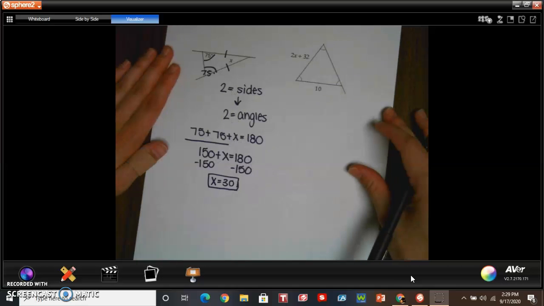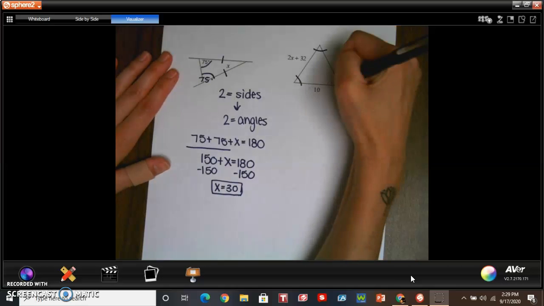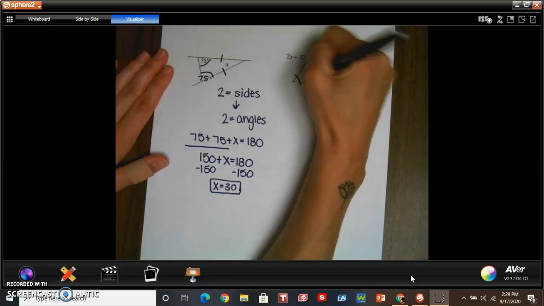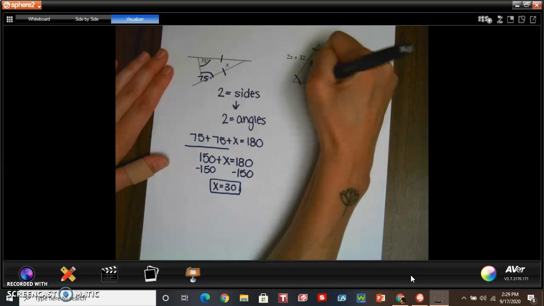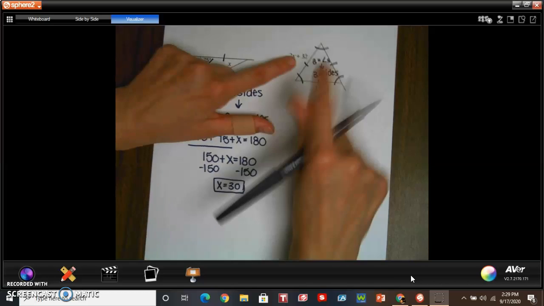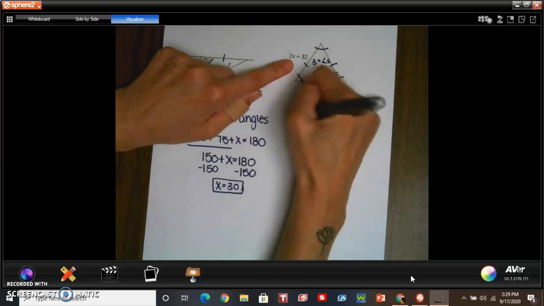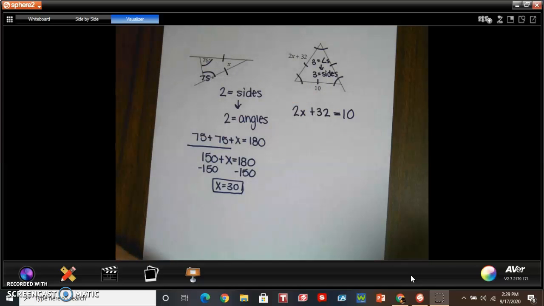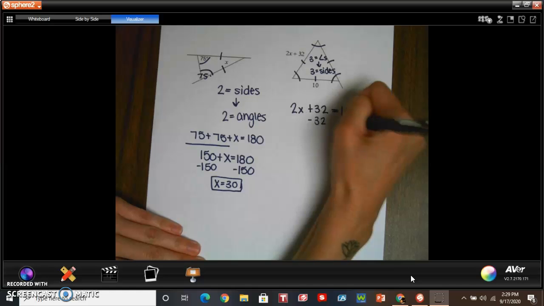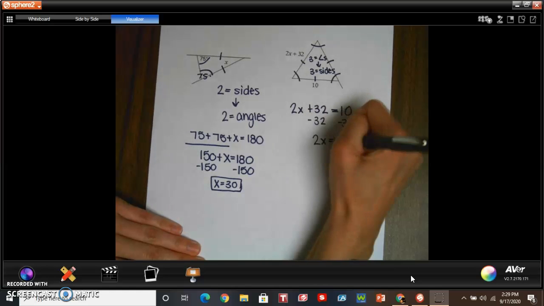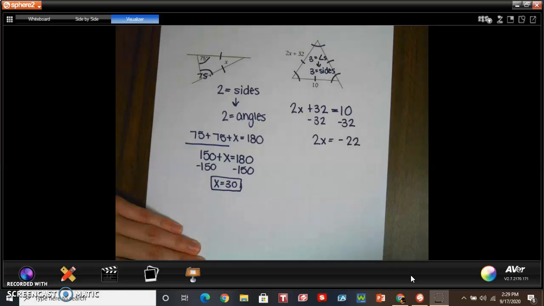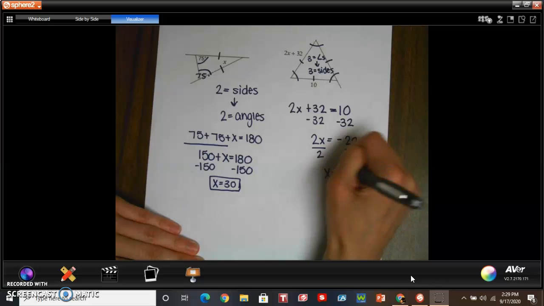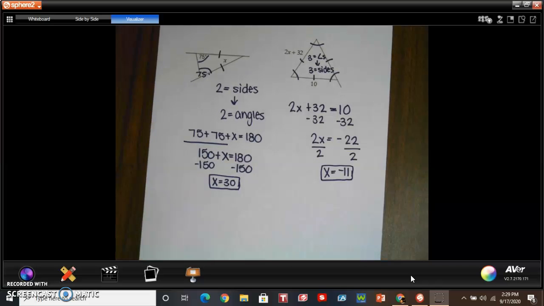All right, let's look at our next one. We have 3 equal angles, which means we also have 3 equal sides. It means all of these sides are the same. So that means these are equal. So we can set up an equation saying 2x plus 32 equals 10. And we can solve for x this way. Subtract 32 from both sides. Negative 22. Divide by 2 on both sides. And we get x equals negative 11. Again, this is also a problem from your homework.